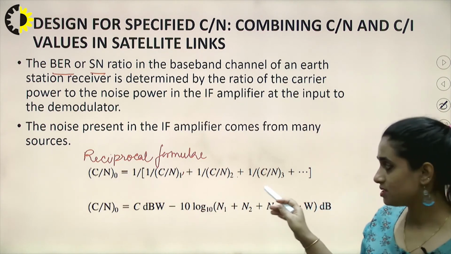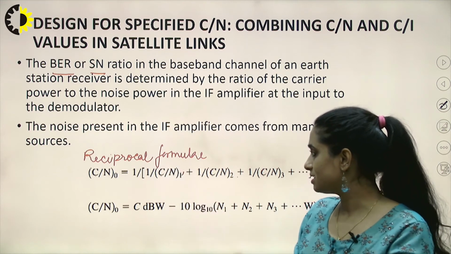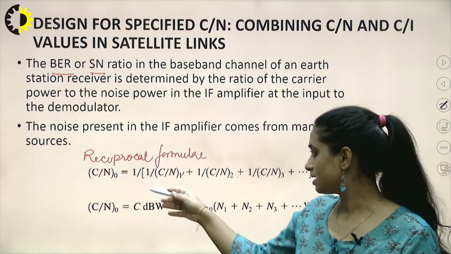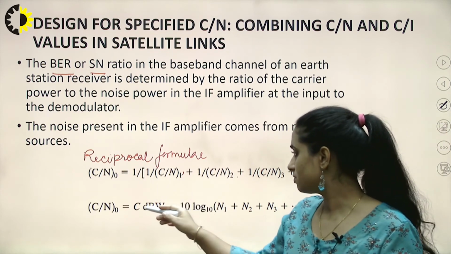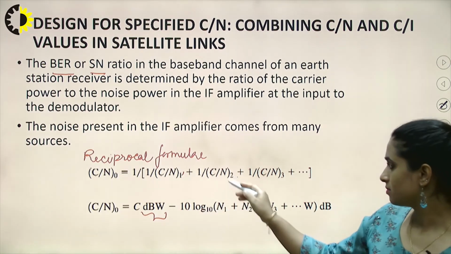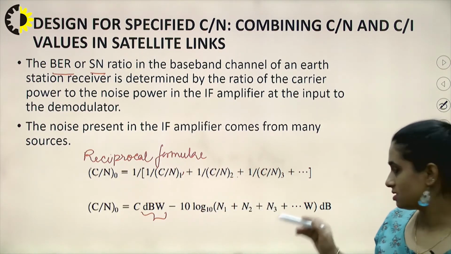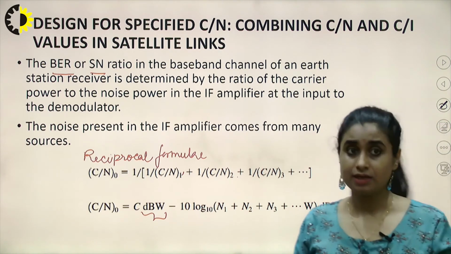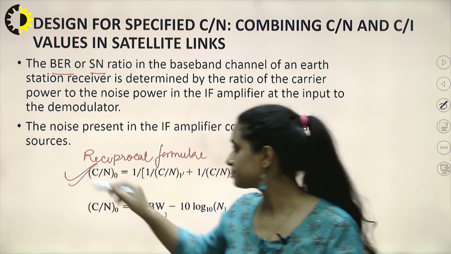And when I express this in decibel, we express these things in an addition and subtraction manner, right? So in decibel watt, 10 log to the base 10, all noises are separately written here. So this is expressed in decibel, right? So this is how I calculate the overall C/N ratio.